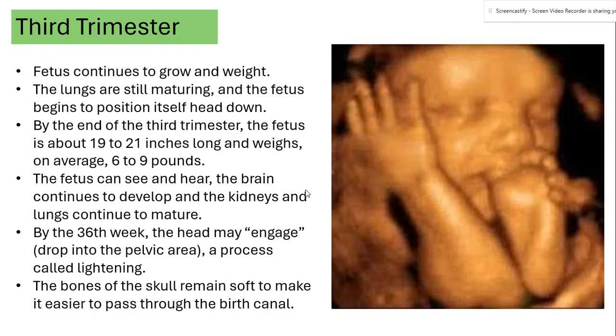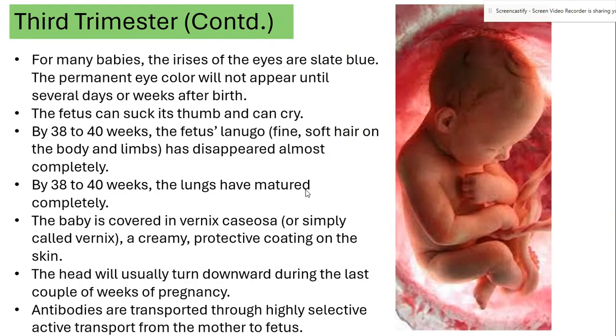The bones of the skull remain soft to make it easier to pass through the birth canal. For many babies, the irises of the eyes are slate blue. The permanent eye color will not appear until several weeks after birth. The fetus can suck its thumb and cry. By 38 to 40 weeks, lanugo, the fine soft hair on the body and limbs, has disappeared almost completely. By 38 to 40 weeks, the lungs have matured completely.